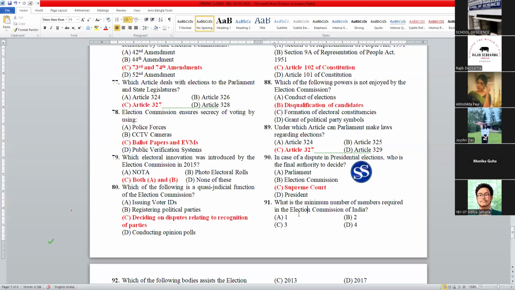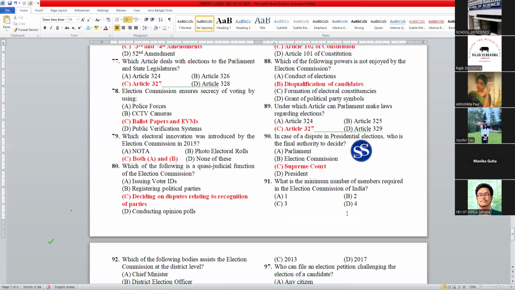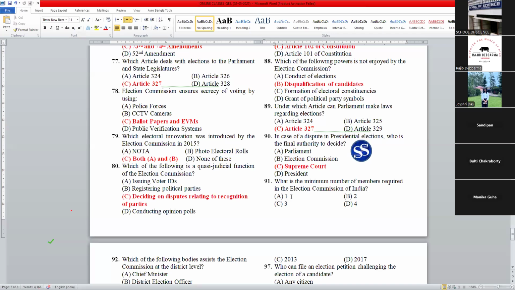Question number 91. This is a very interesting question. Can you answer this? What is the minimum number of members required in the Election Commission of India? Minimum number. Three, sir. Three members, sir.